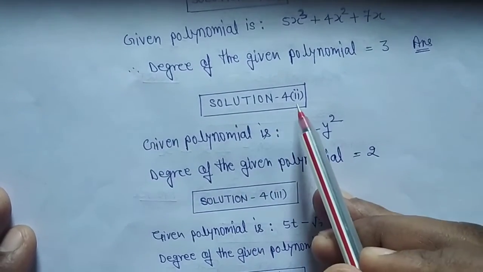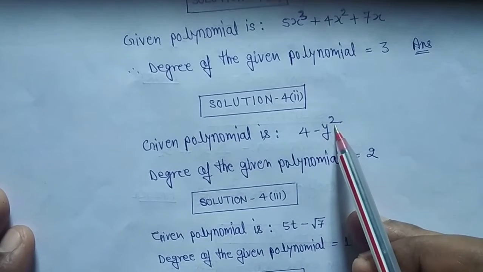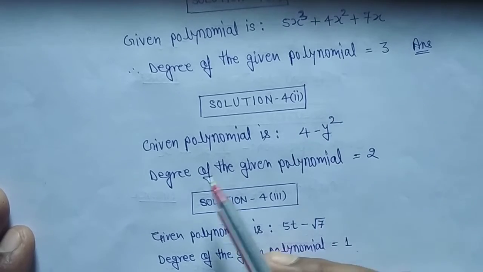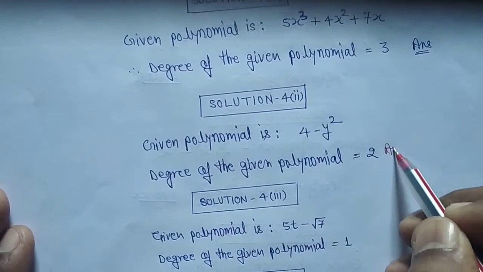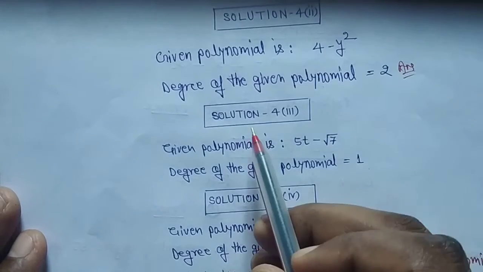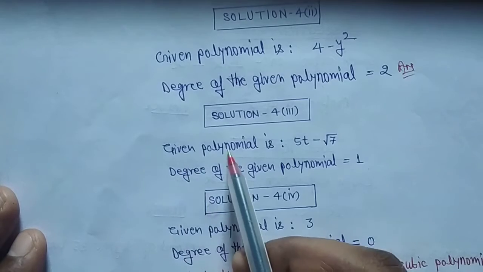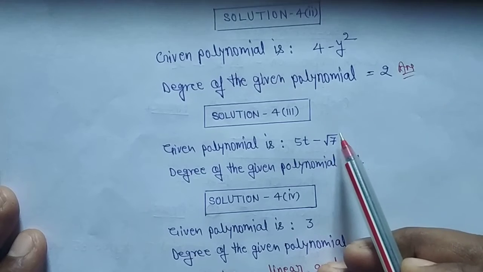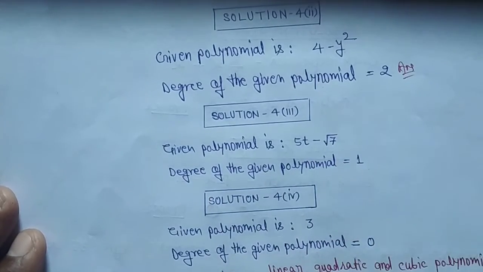Solution number, second part of question 4. Given polynomial is 4 minus y square. Because highest power of this polynomial is 2, so degree of given polynomial is 2. Answer. Solution number, third part of question number 4. Here given polynomial is 5t minus root 7. This is a linear polynomial because highest power of this polynomial is 1. So degree of given polynomial is 1.